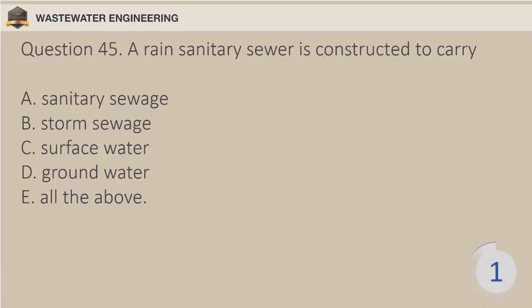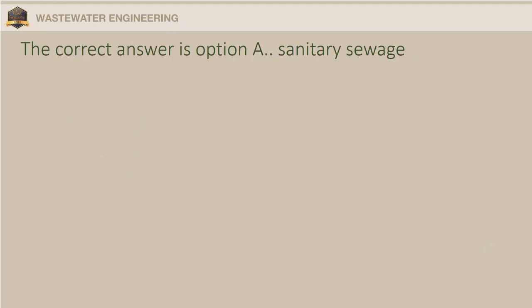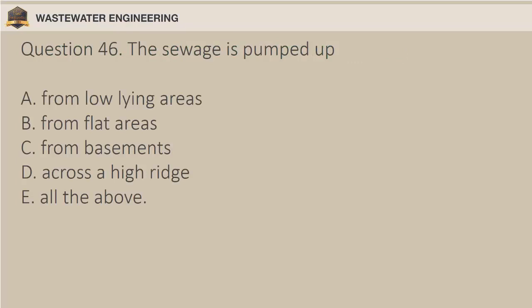The correct answer is option D at 150 liters per capita. Question 46. The sewage is pumped up A. From low-lying areas. B. From flat areas. C. From basements. D. Across a high ridge. E. All the above.